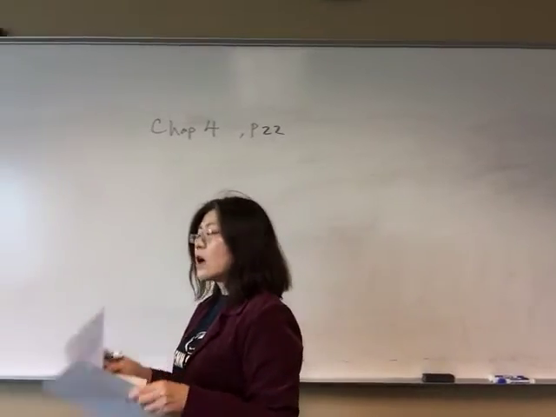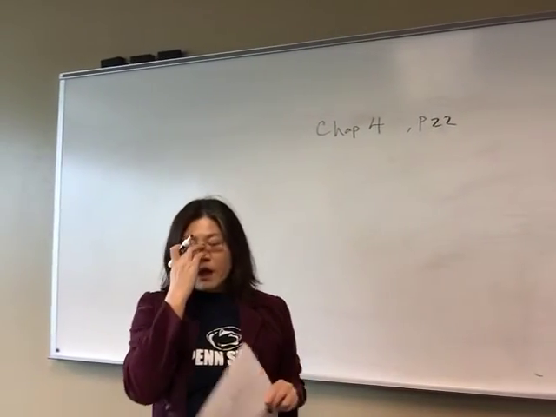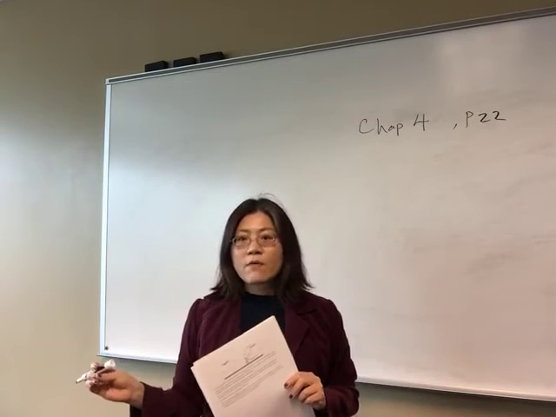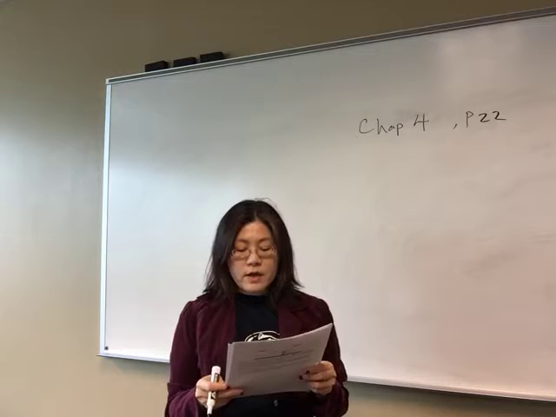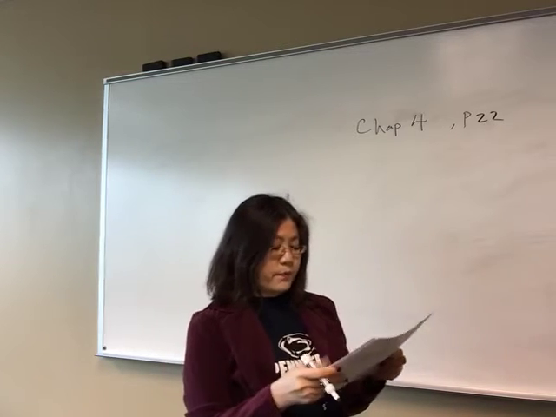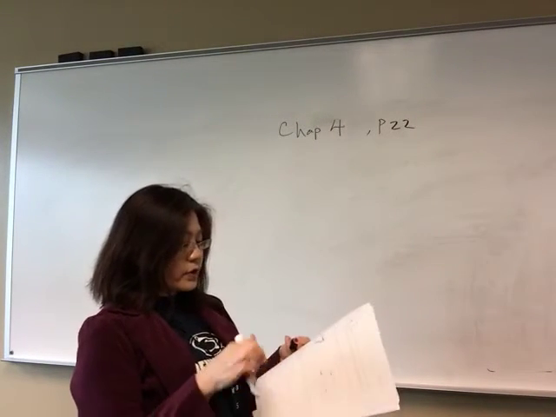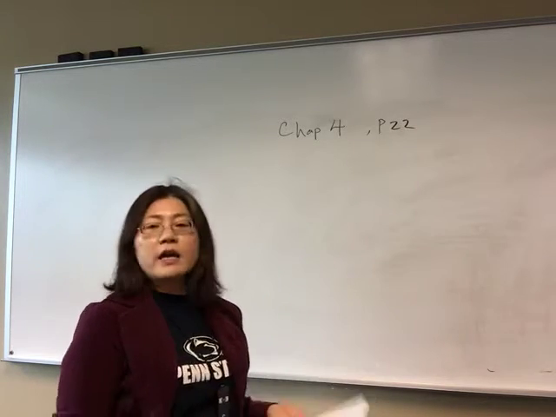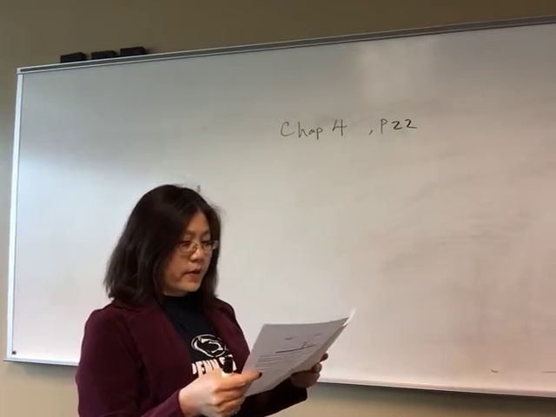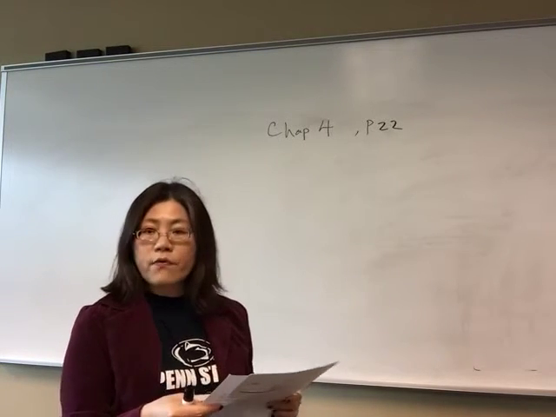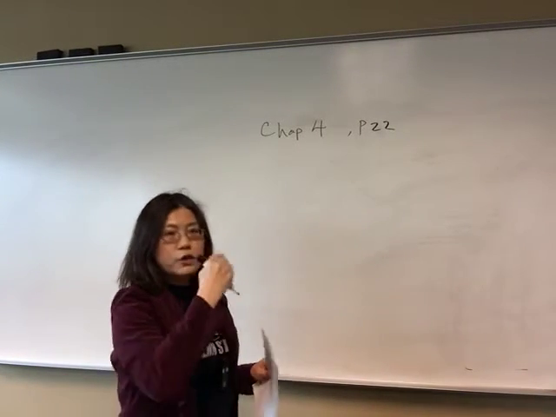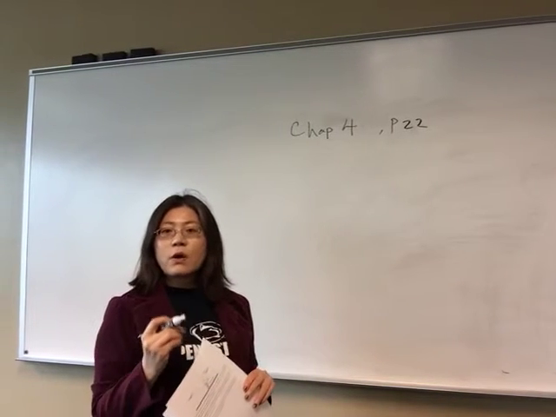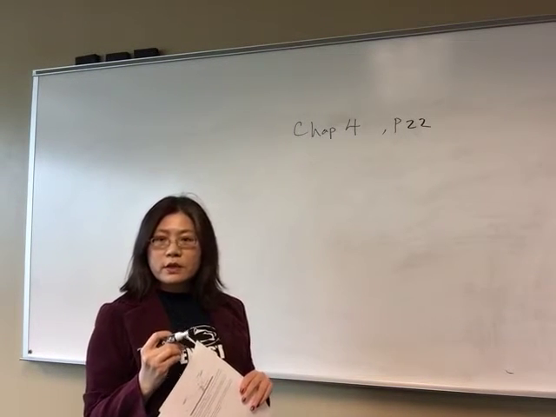Right, so the initial velocity is not given. We're given the height of the table, and we're given the horizontal distance that the ball traveled, but we're not given the initial velocity. It says the ball rolls horizontally off the edge. What does that mean? It means you should have a non-zero horizontal velocity and a zero vertical velocity initially.